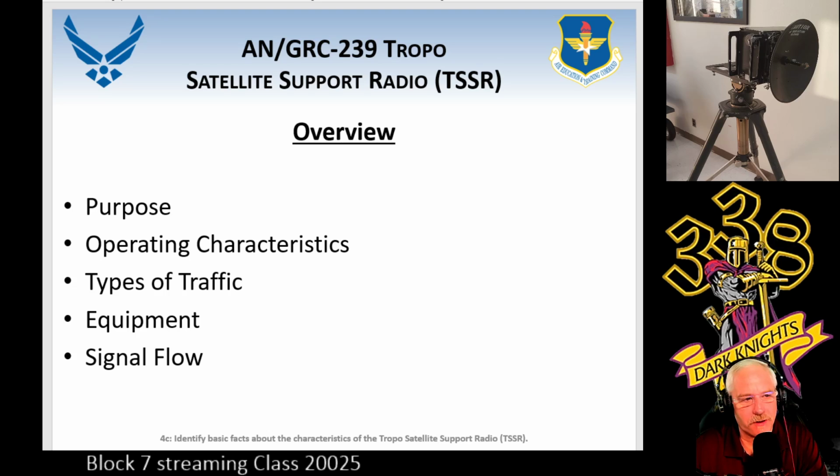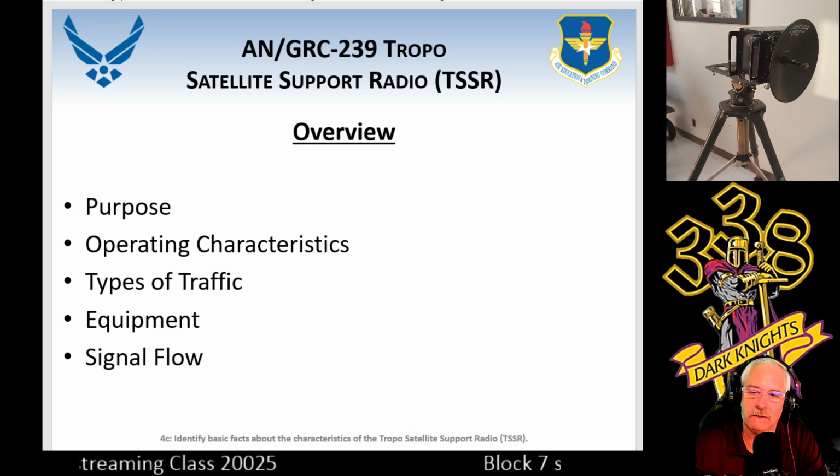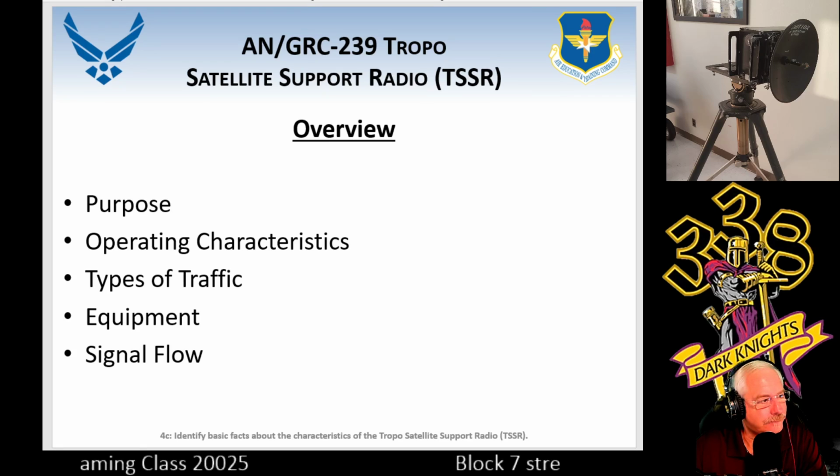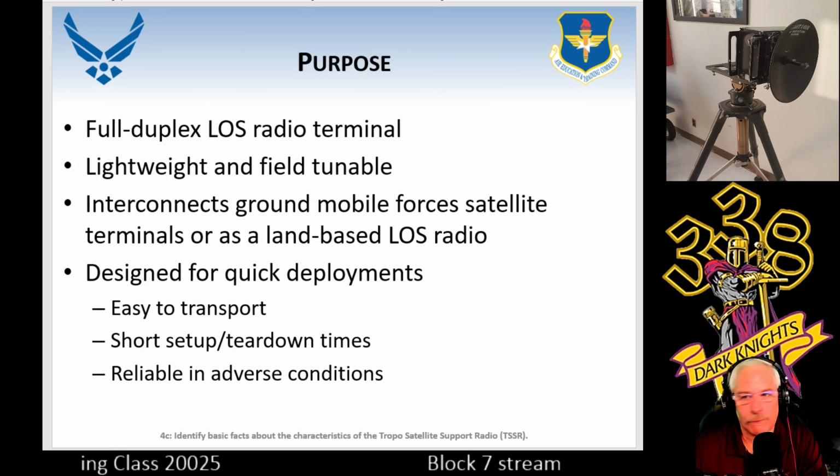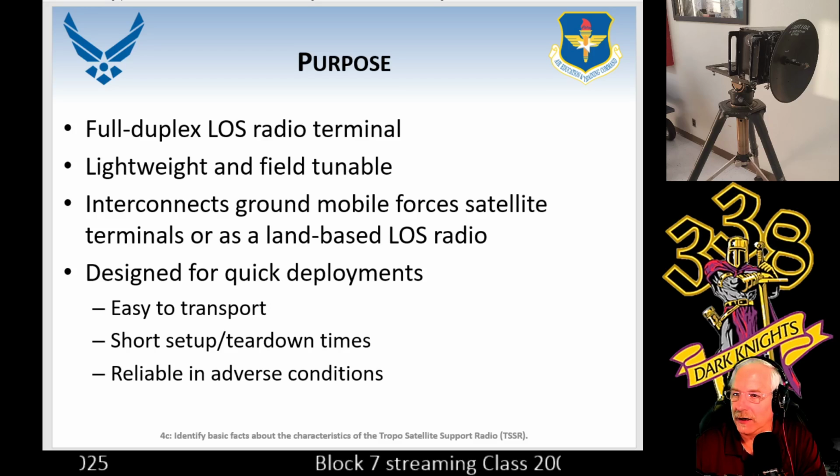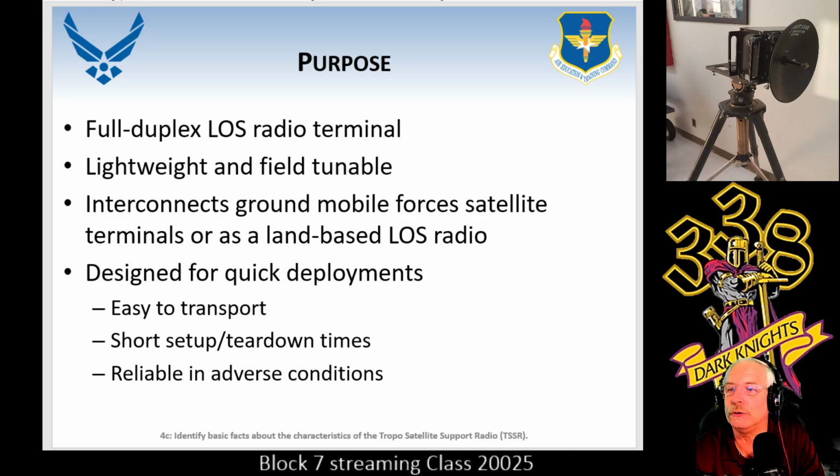We're going to look at purpose, operating characteristics, types, traffic, equipment, and signal flow. We're going to hold on to signal flow in the morning. So the purpose, which is in Chapter 1, I think it's 1.2, says it's a full duplex line of sight radio. Full duplex meaning transmitting and receiving at the same time on 2 different frequencies.